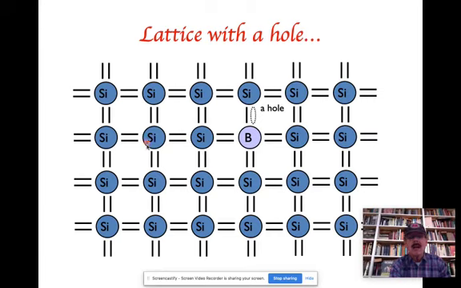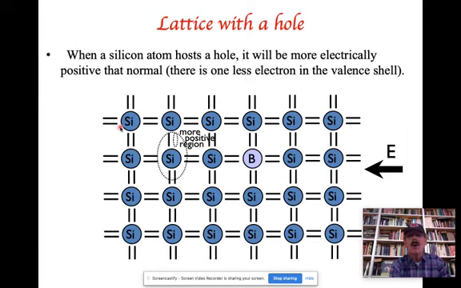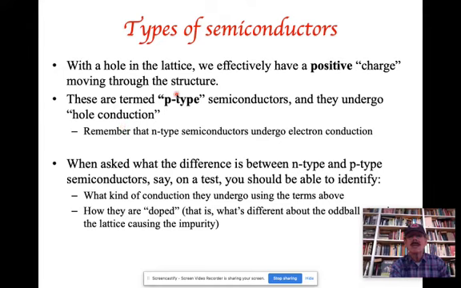this area right here would be a little bit more electrically positive than it would normally be. So as the holes would appear to be migrating through the structure in the direction of the electric field, that positiveness would be migrating through, and it would look like you had positive charges moving through the structure. So this is called a p-type semiconductor. And with p-type semiconductors, the kind of conduction that you have is what's called hole conduction.